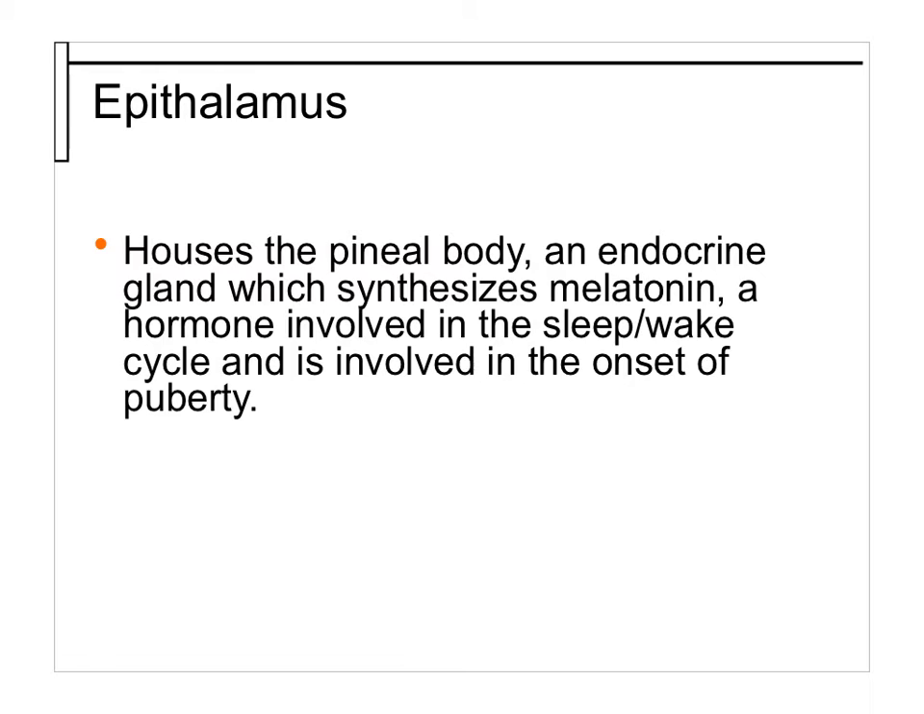Finally, we have the epithalamus. So these are all the 3 parts of the diencephalon: thalamus, hypothalamus, and epithalamus. And the epithalamus houses what's called the pineal body, which is an endocrine gland that synthesizes melatonin, which is involved in sleeping and waking, and the onset of puberty. It's kind of controlling timings of different things in the epithalamus. And again, we'll talk more about the pineal gland as we talk about the endocrine system a little bit later.